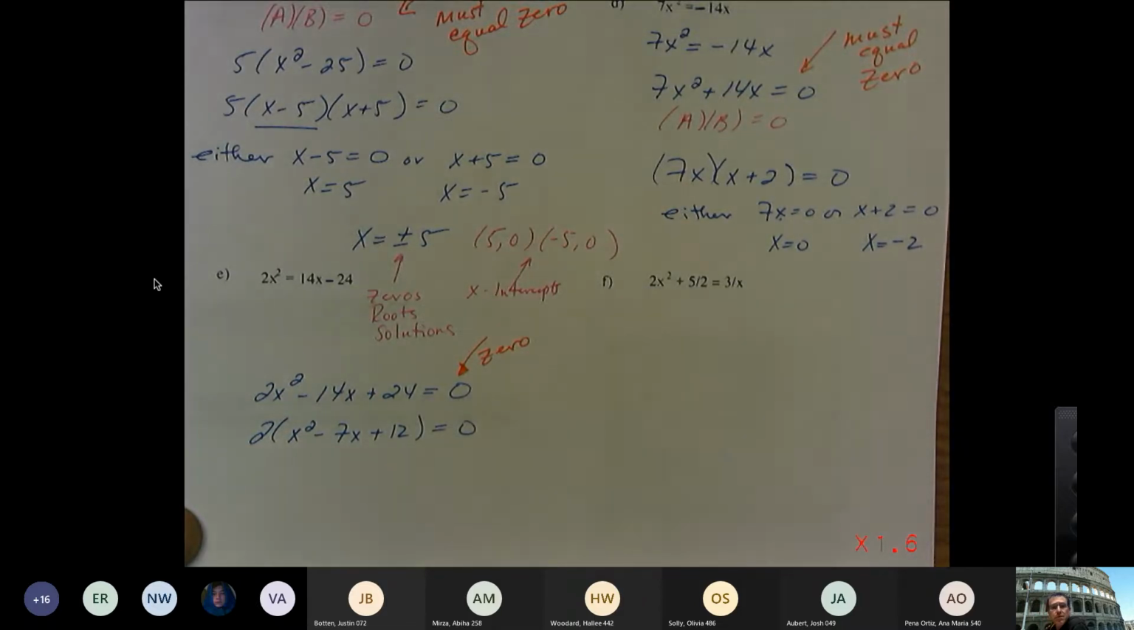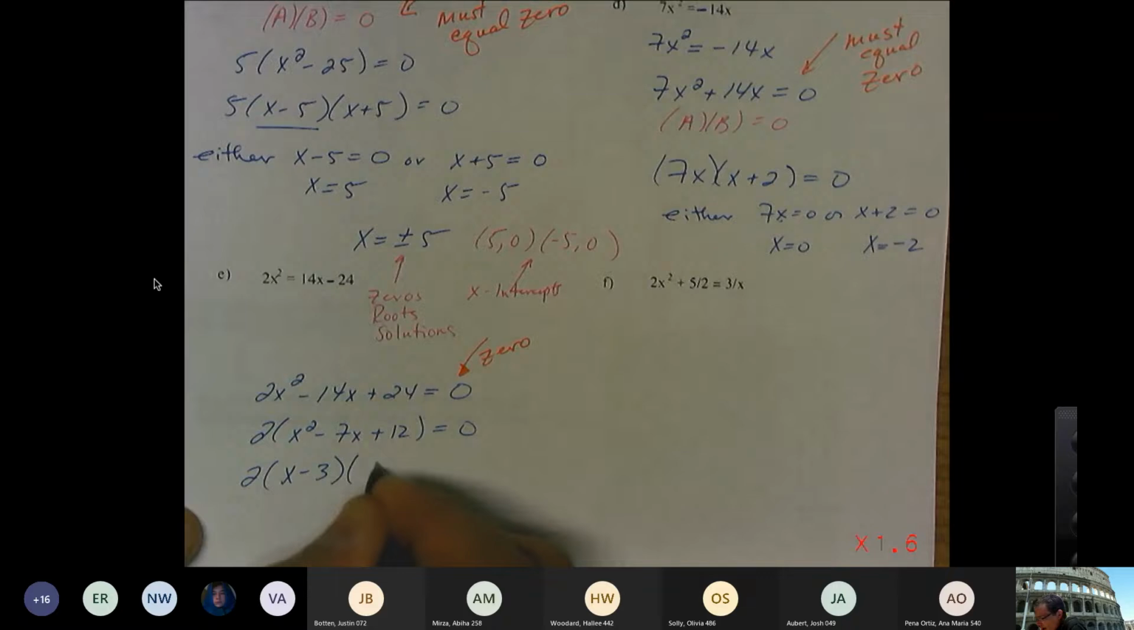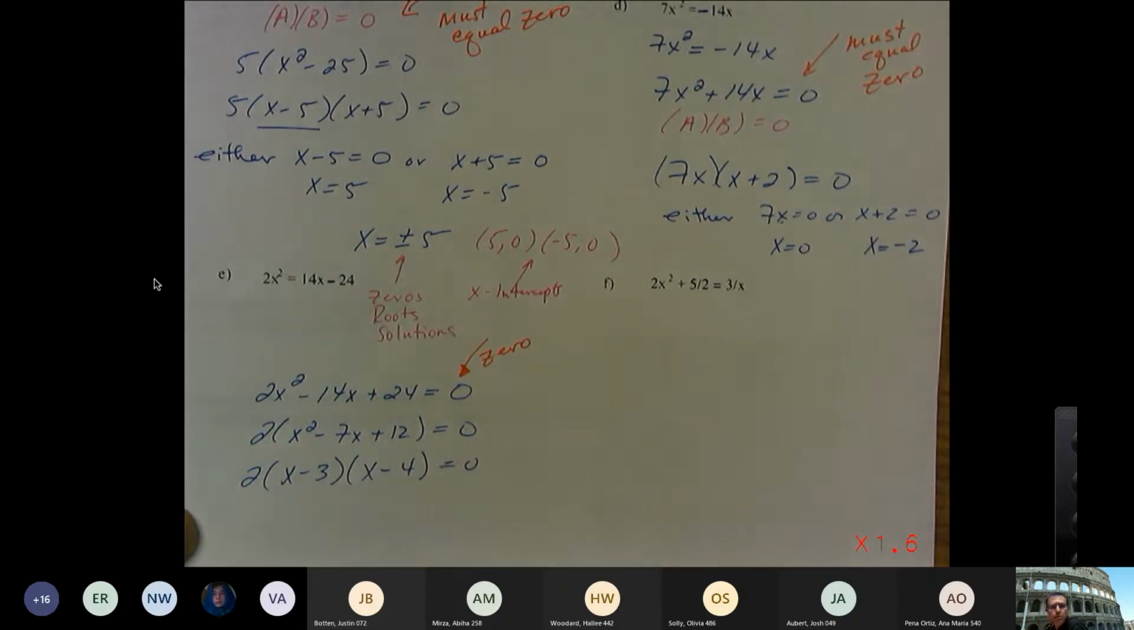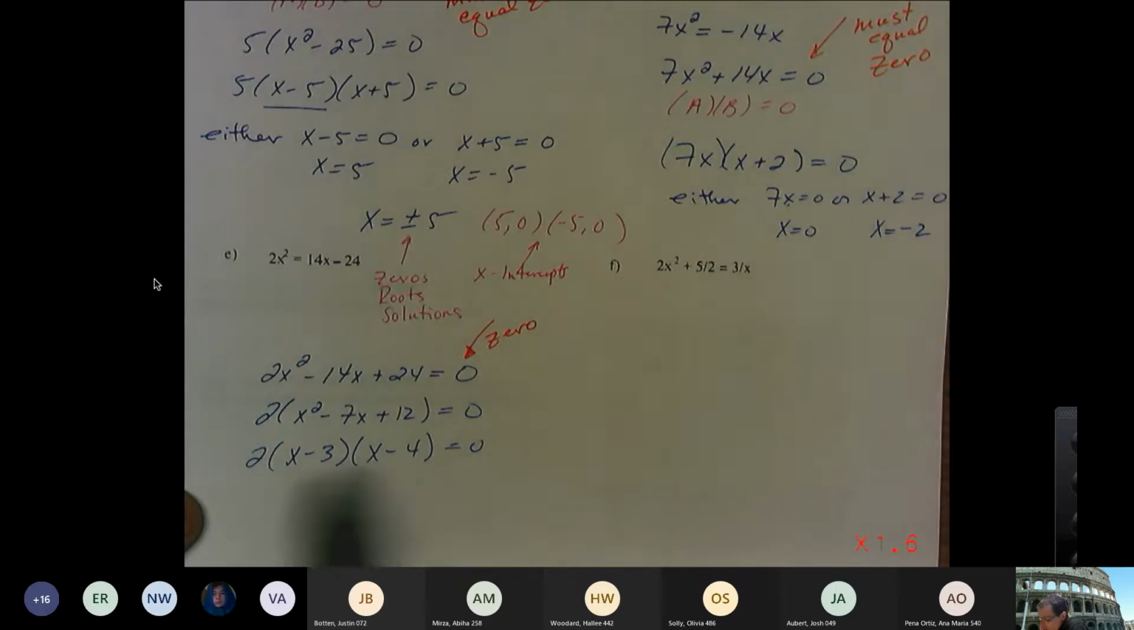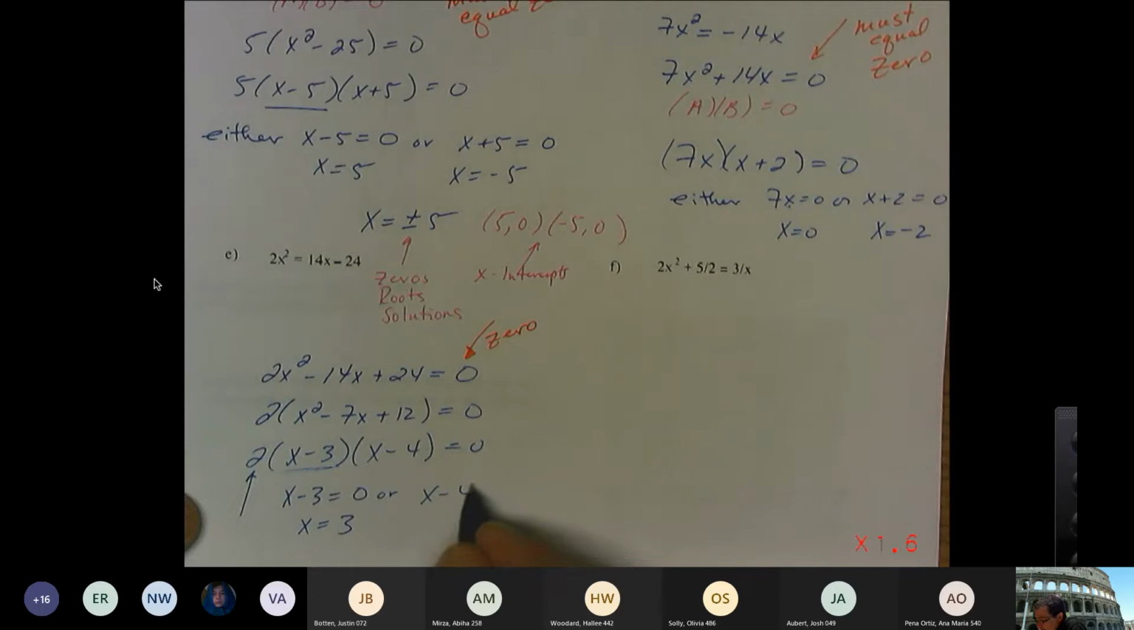Now I've got a trinomial. Two numbers that multiply to give 12, add to give 7. (x minus 3)(x minus 4) equals 0. What values of x will make this whole thing go to 0? Well, no value of x is going to make 2 go to 0, right? Because 2 is 2. However, if x equals 3, then this one will be 0. And if x equals 4, then that one will be 0. And if either one of them is 0, the whole thing is 0.